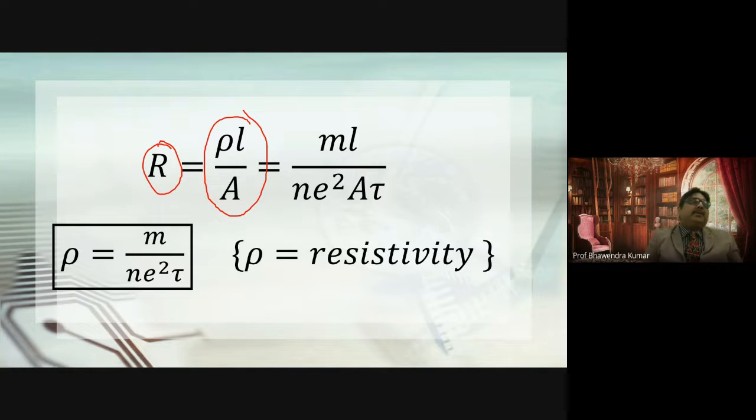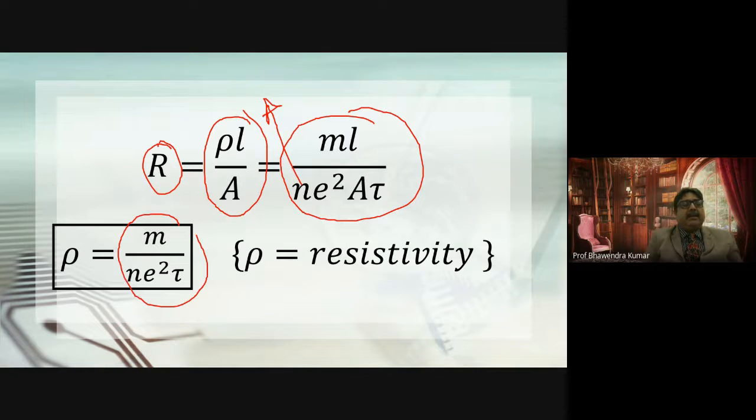And in the microscopic terms, it can be written as m L by n e square A tau, where small n represents what? The number density of free electrons, or number of electrons per unit volume. And here rho is the resistivity, that is m by n e square tau, and that is equal to 1 by sigma. Okay? Any difficulties there? Okay.